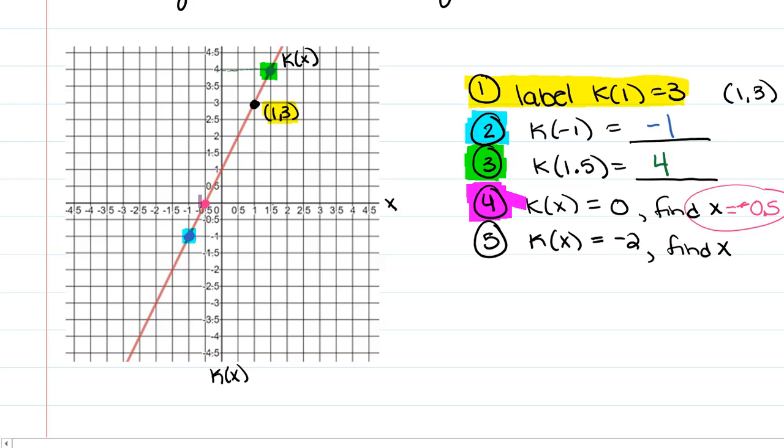All right, and last one for this graph, k of negative 2. So the output on the y-axis is negative 2. I go there, so here's negative 2 on the y-axis. I got to go find my graph. There it is. And I have to read the input. So that input is negative 1.5. And there we go.